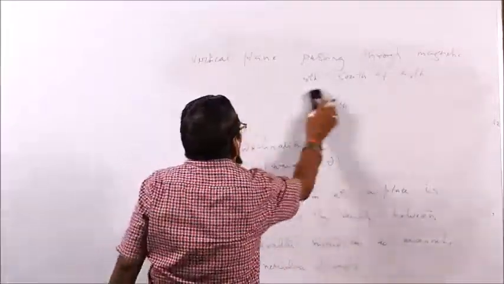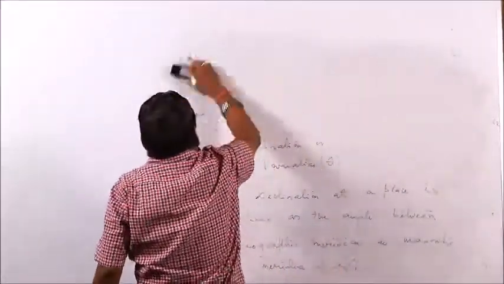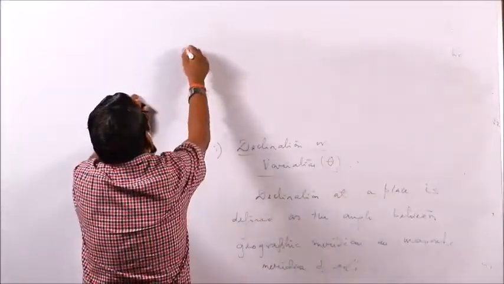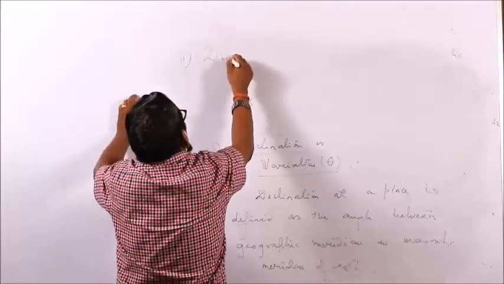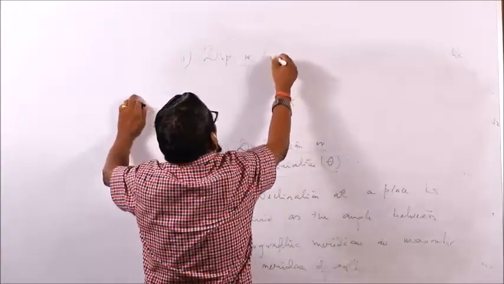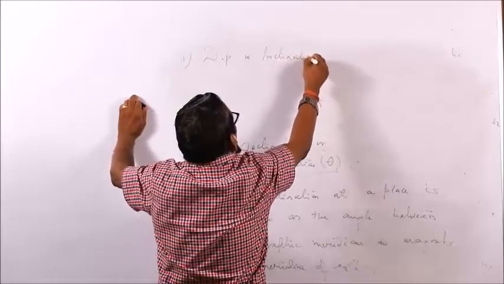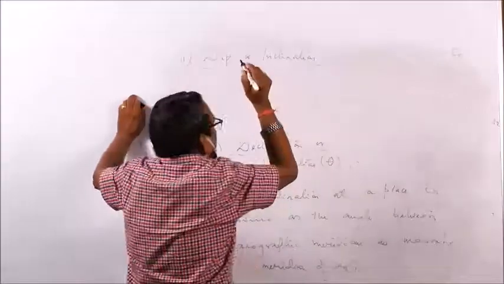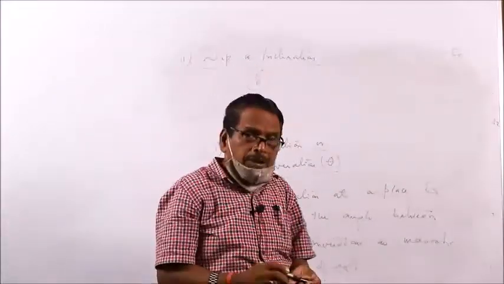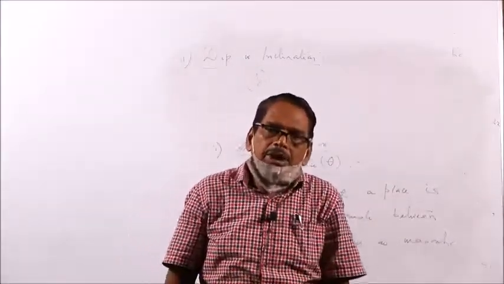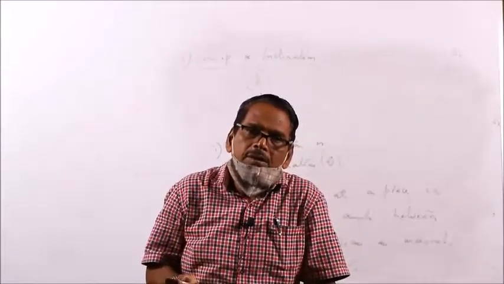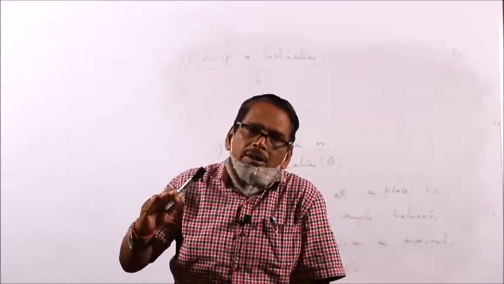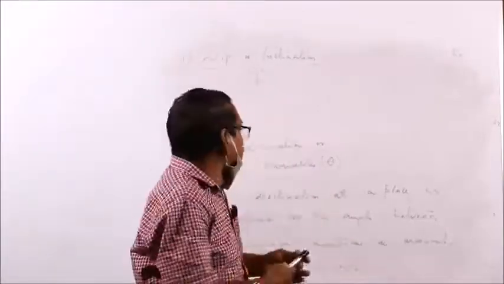The next characteristic is very important. Dip or inclination. The second element, dip or inclination. It is denoted by delta. How to define dip? It is the angle between the resultant intensity of Earth and the horizontal line, or the direction of horizontal intensity.